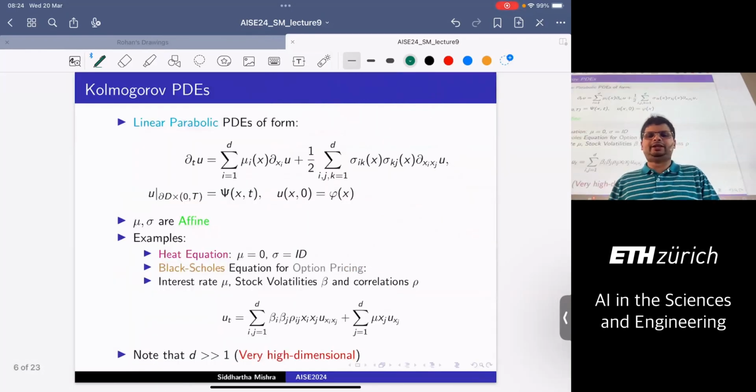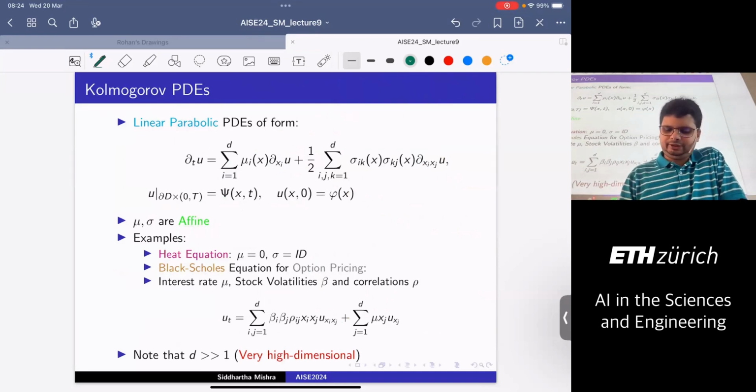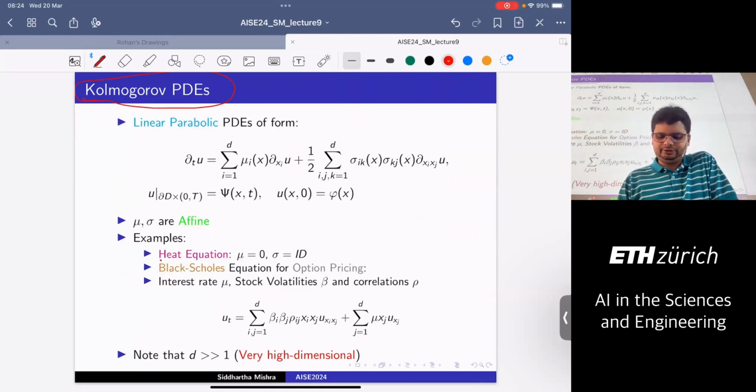I picked some examples which illustrate the breadth and depth of PDEs. The first example is what is called Kolmogorov PDEs. They look complicated, but they are actually not that complicated. The point about Kolmogorov PDEs is that they include the heat equation, which is, of course, what you have already seen. The heat equation is essentially U_t equals the Laplacian of U. So this is the simplest.